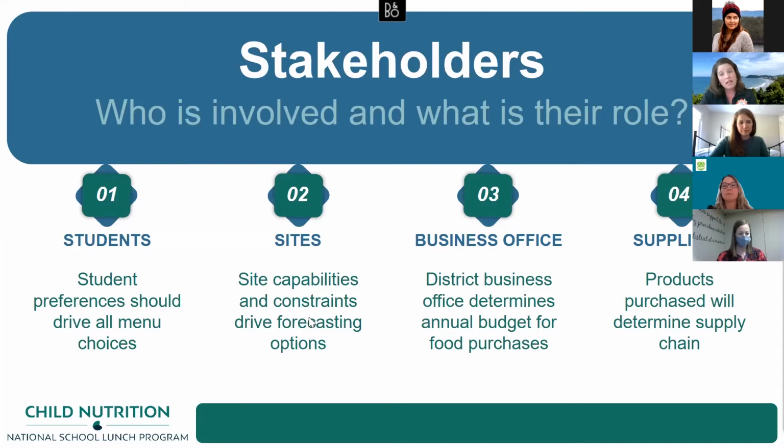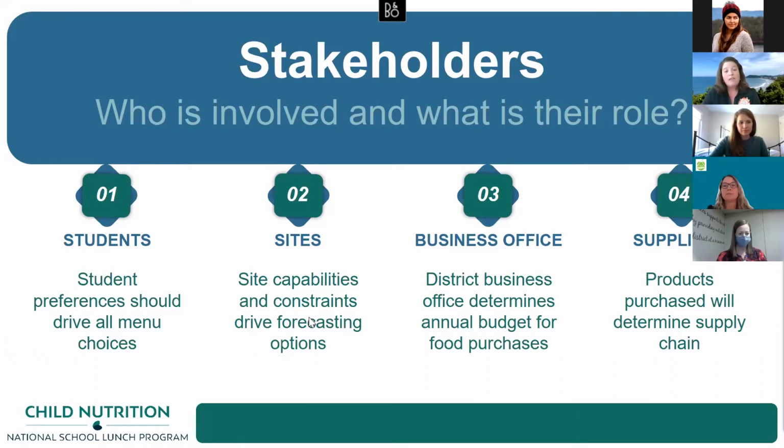And the last one is suppliers. Products purchased will determine the supply chain, and when we talk about this, this is how you get those items. In other words, your suppliers are the ones that are delivering it to you. So you need to consider them, because they're the ones involved in when they make the deliveries. Is it once a week, every day, every other day, whatever it is.